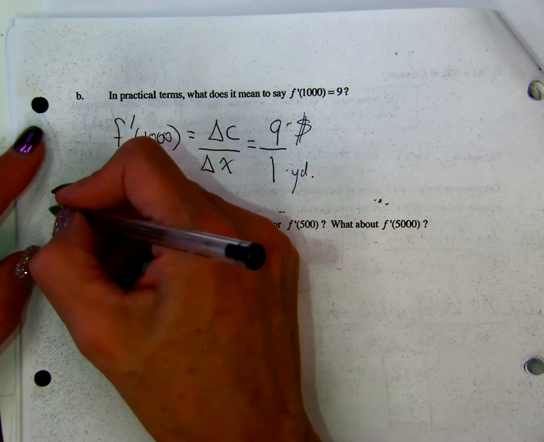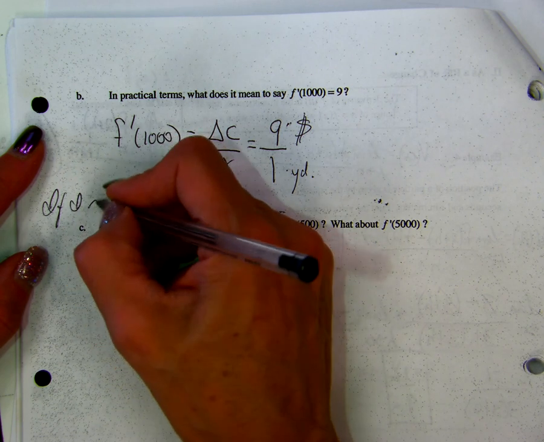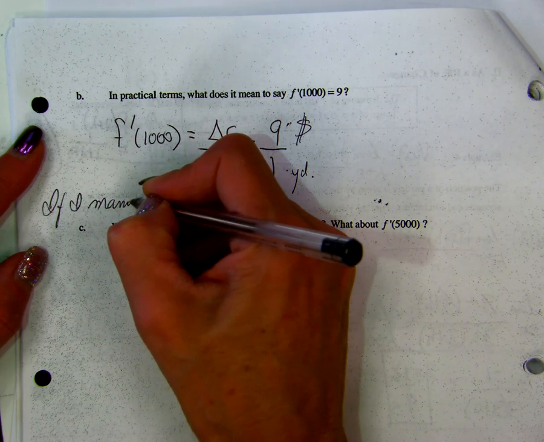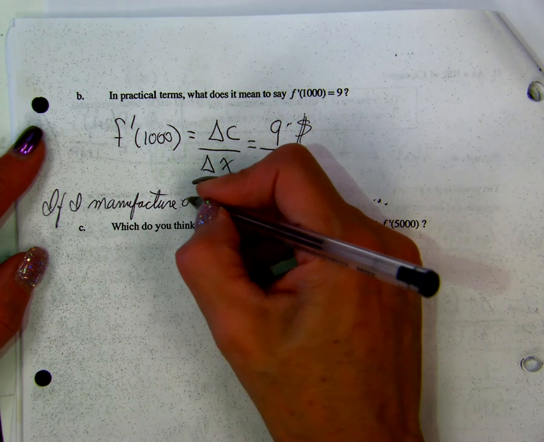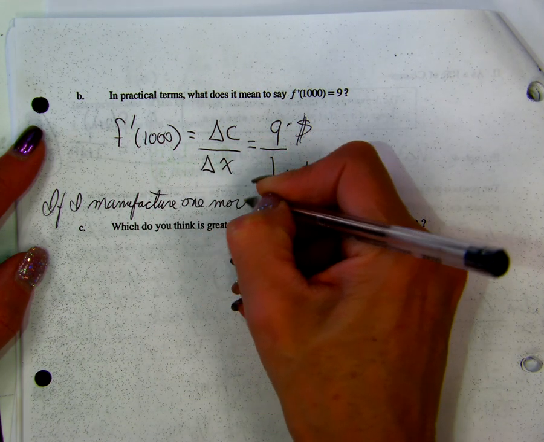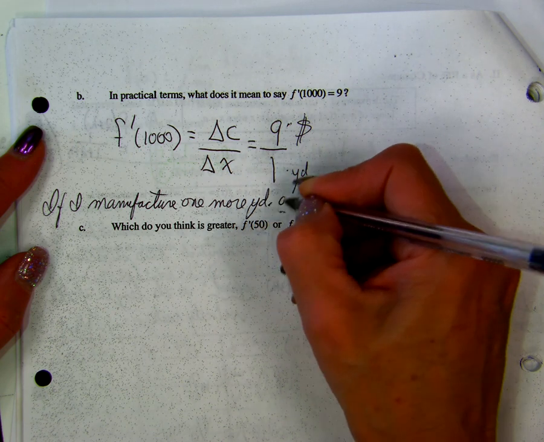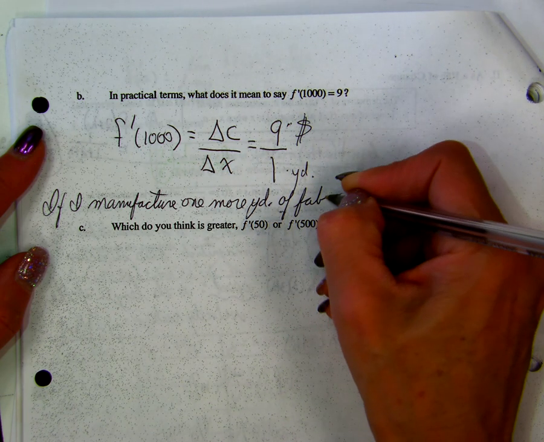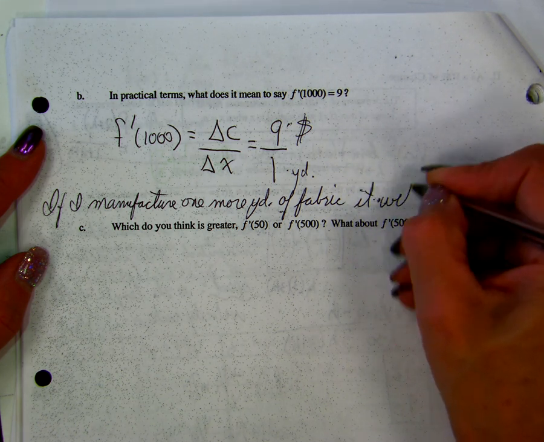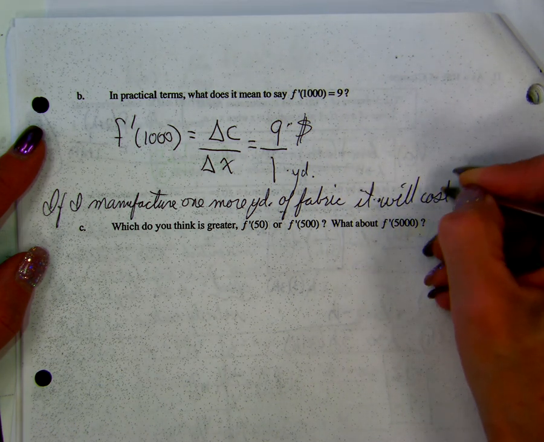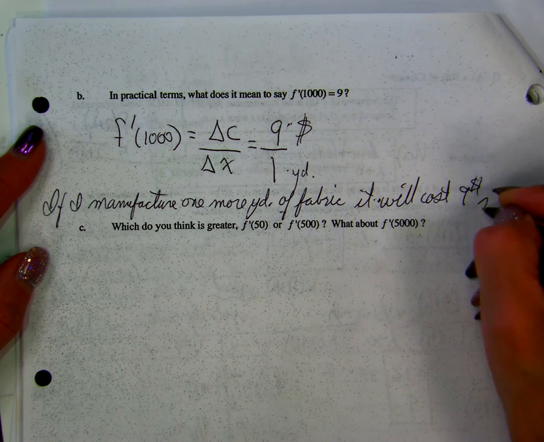So let's just write that out. If I manufacture 1 more yard of fabric, it will cost $9 more.